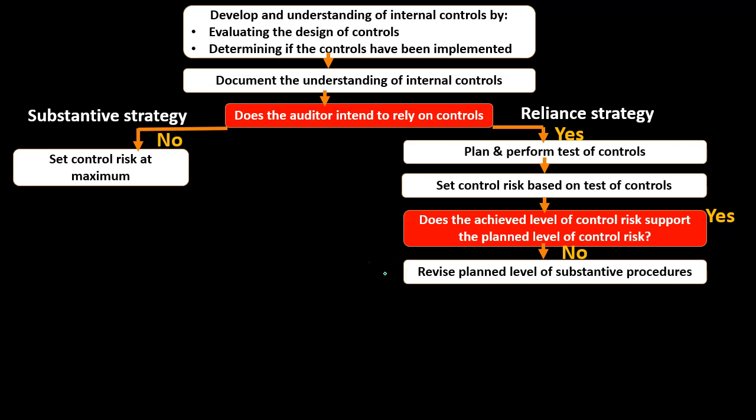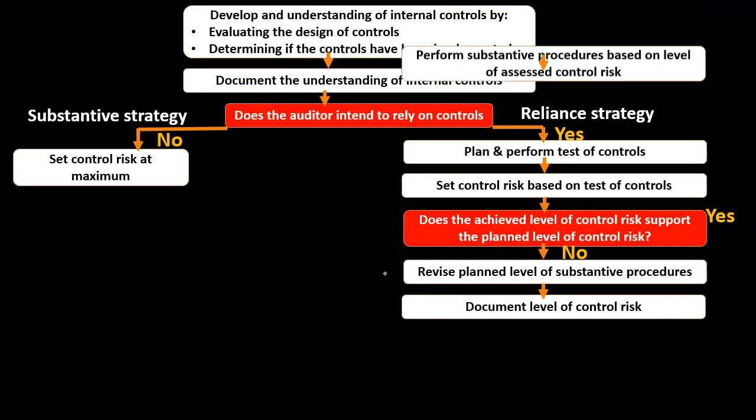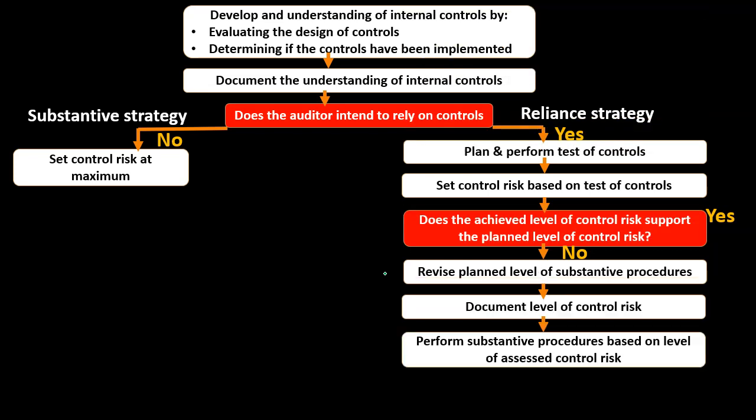So in other words, if the control risk is different than what we assessed the control risk to be in the planning stage, we're going to account for that by revising the level of substantive testing on the account level and the assertion level, the transaction level, as opposed to on the checks and balances or internal control level. We'll document the level of control risk that we have determined, and then we'll perform the substantive procedures based on the level of assessed control risk.